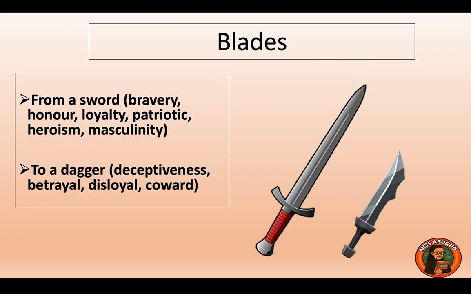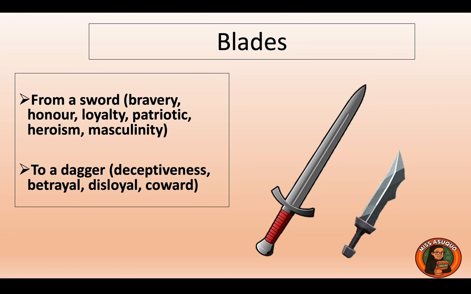Next up we have the motif of blades. Now, in the beginning of the play, when Macbeth fights against the Norwegians for Scotland on the battlefield, he's described as using a sword. This sword is a symbol of his bravery, his honour, his loyalty, how patriotic he is, how much of a hero he is, and also his masculinity. However, when he commits regicide, he shifts from using a sword to using a dagger, and this shift really emphasises his deceptiveness, his betrayal, how disloyal he is, and how much of a coward he is.